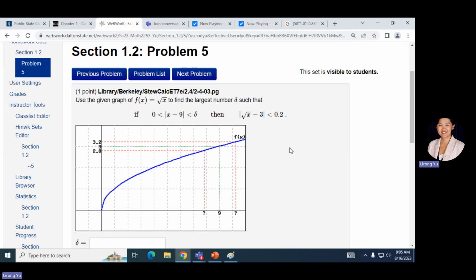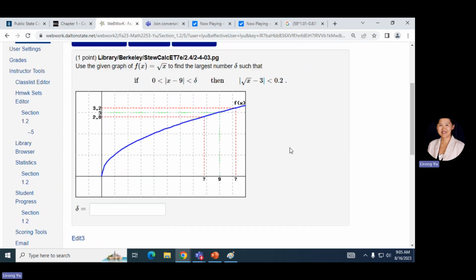So within that radius, the y value will stay within the band. We're trying to provide a boundary for the x value, so it stays in here instead of going out of it. We're making it as close as possible to 9, so then the y value will be as close to 3. Any questions? We okay?